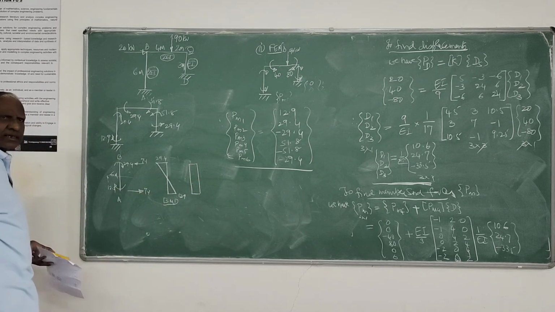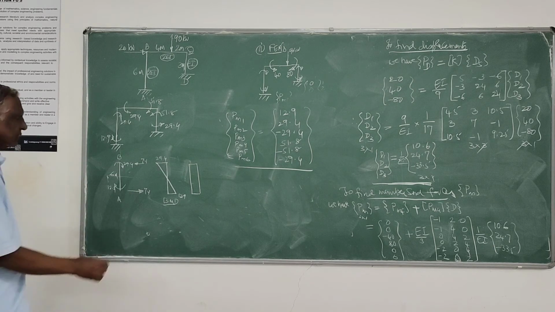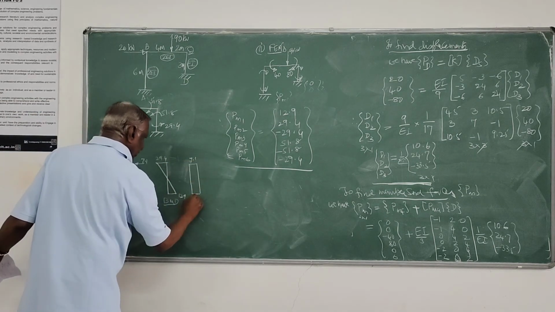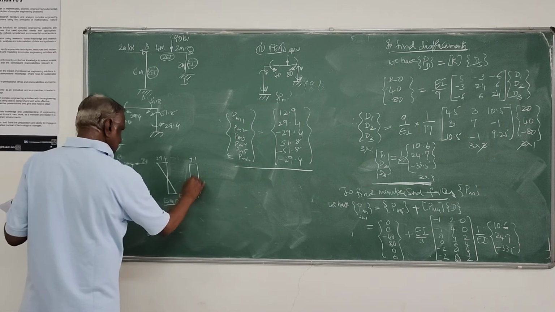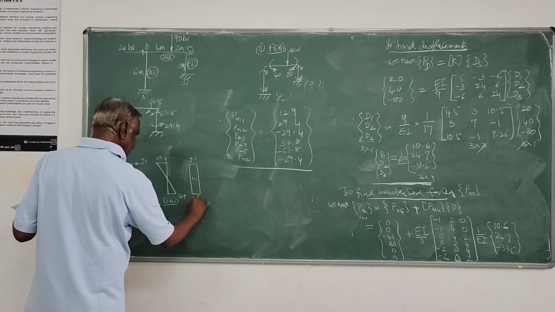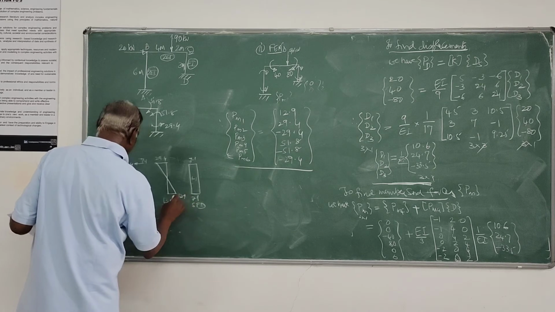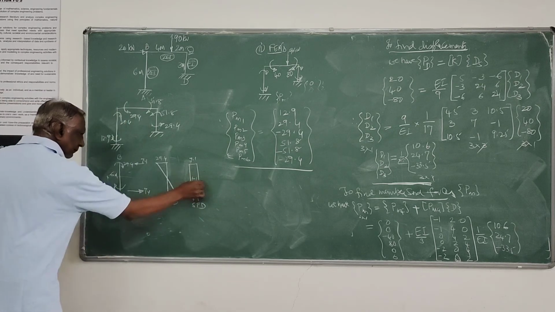Accordingly, you can fix the sign of that particular shear force. It is 7.1. I think this is negative. This is the SFD for member AB.